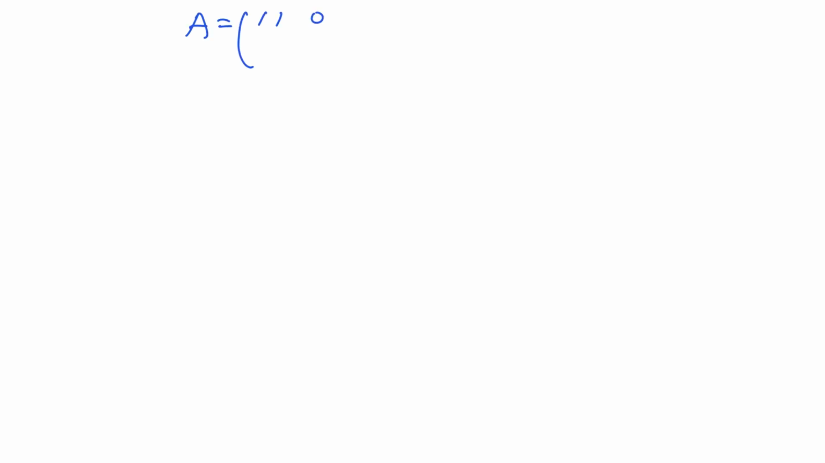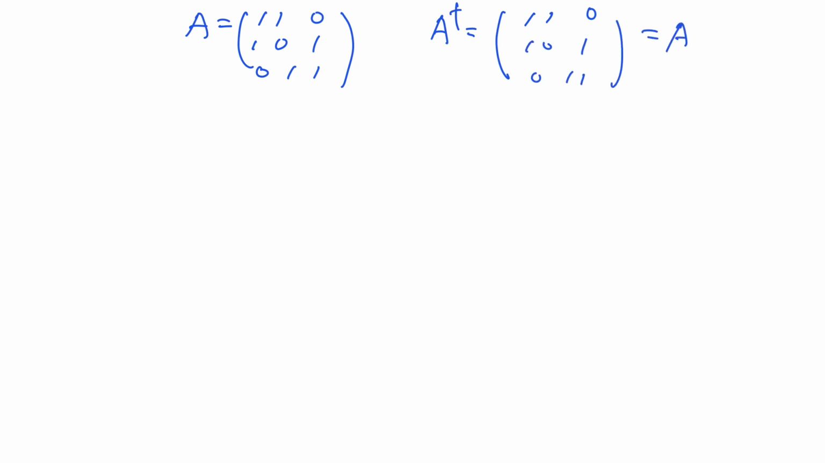The matrix is 1, 1, 0, 1, 0, 1, 0, 1, 1. Let's check whether this is Hermitian or not. A adjoint is 1, 1, 0, 1, 0, 1, 0, 1, 1, which is A, right? So this is a Hermitian matrix.